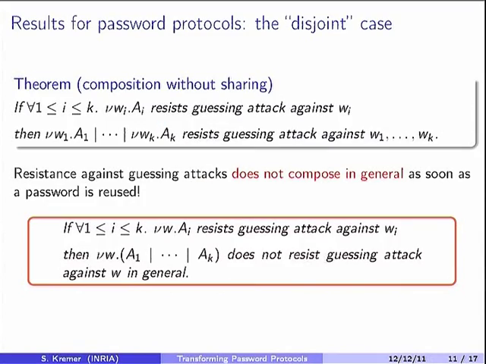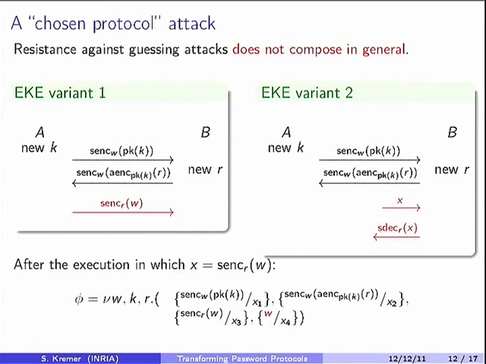However, if I'm using the same password W for each of the AIs, then this is not the case anymore. Even if each one resists separately against guessing against W, this should not be WI, there's a typo, their composition with the same password W does not resist against guessing attacks. And there's a quite easy construction to show that this does not hold in general.